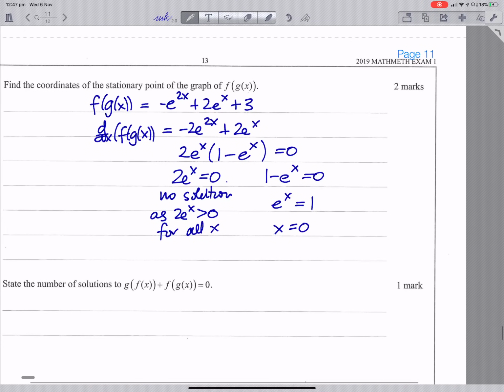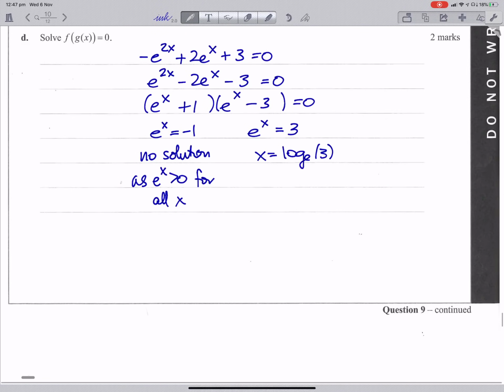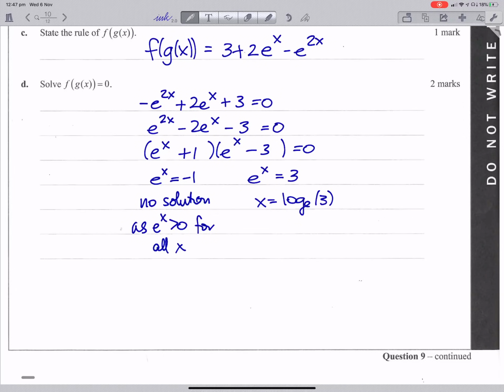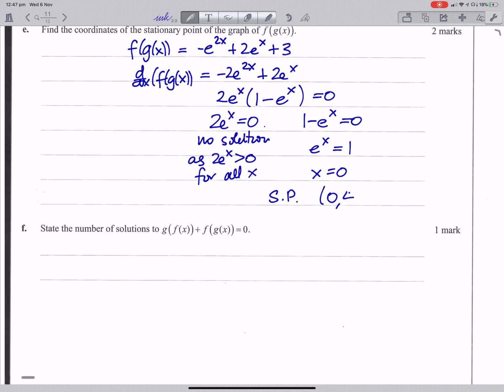Find the coordinates when x equals 0. Actually, I can just write it. 0, stationary point. If we put 0 into that, we get negative 1 plus 2 plus 3, which is 4. State the number of solutions to g of f of x and f of g of x equals 0.